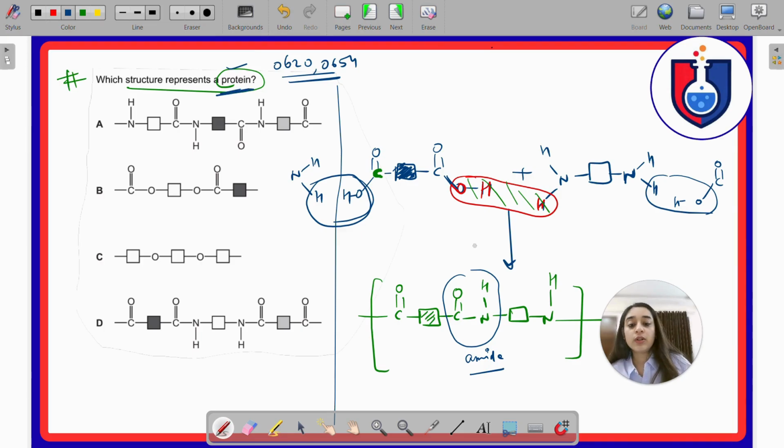So we have to look for this in the options. Obviously this does not have any nitrogen. Between A and D, if you look carefully, one box is attached with either two C double bond O groups or two NH groups. So the answer will be D part and not A, because in A one box is joined with C double bond O and N. This is not possible, right? So the answer will be D option.